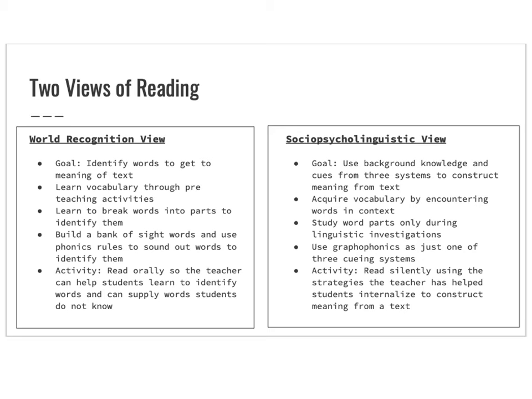Socio-psycholinguistic view. The goal is to use background knowledge and cues from three systems to construct meaning from text. Acquire vocabulary by encountering words in context. Study word parts only during linguistic investigations. Use graphophonics as just one of three cueing systems. Activity. Read silently using the strategies the teacher has helped students internalize to construct meaning from a text.